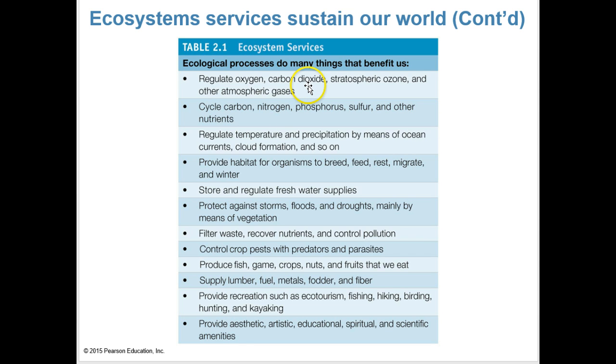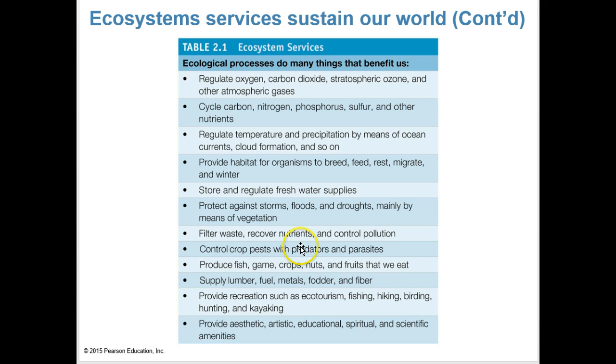Regulating oxygen, carbon dioxide, stratospheric ozone, and other atmospheric gases. Cycling carbon, nitrogen, phosphorus, sulfur, and other nutrients. Regulating temperature and precipitation. Providing habitat for organisms to breed, feed, rest, migrate, and winter. Storing and regulating freshwater supplies. Protecting against storms, floods, and droughts.